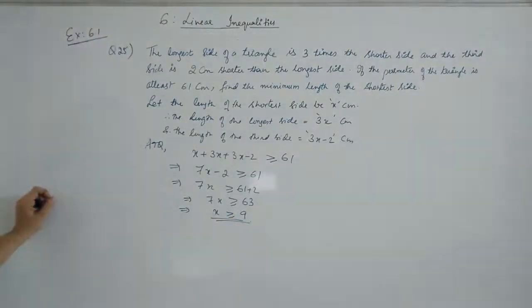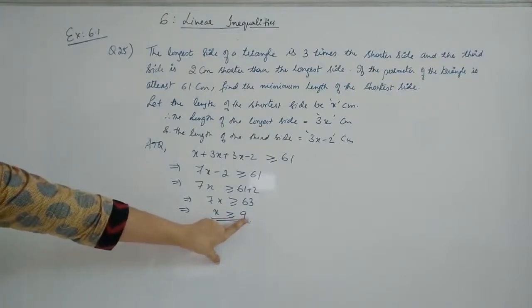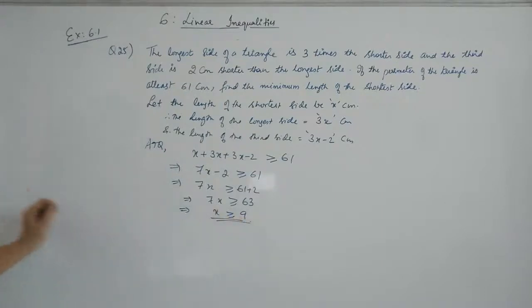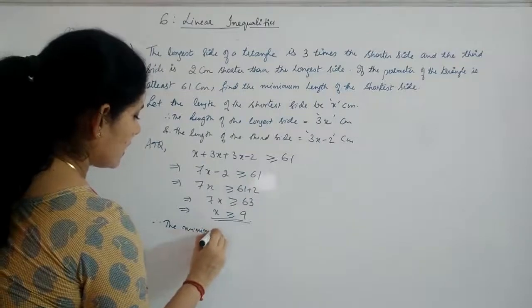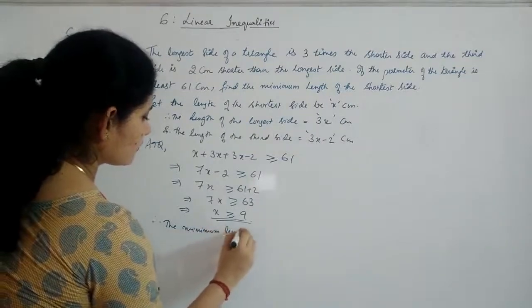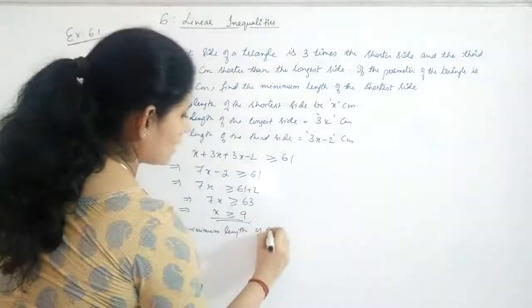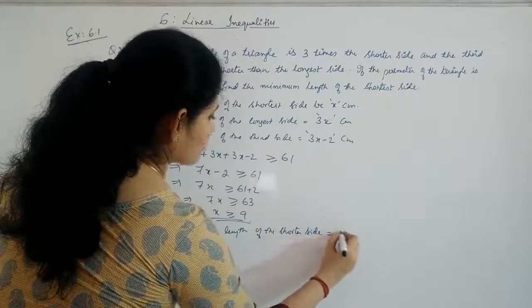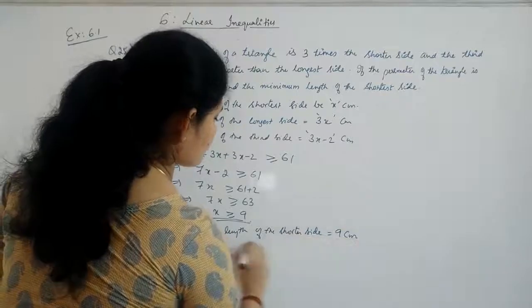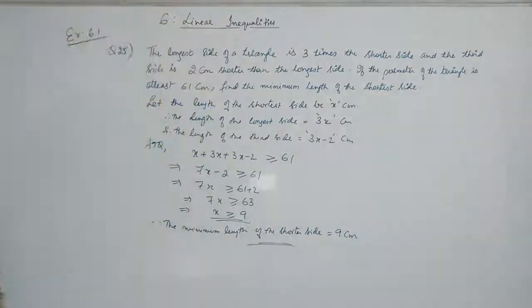What is the meaning of this? Therefore the length of it is greater than or equal to means the minimum length of the shortest side should be 9. It can be more than that also. Therefore the minimum length of the shorter side should be 9 centimeters.